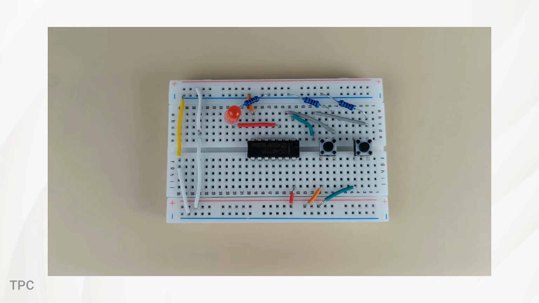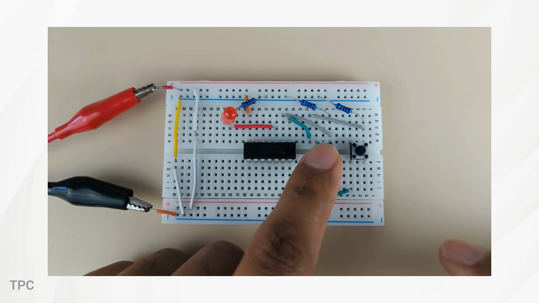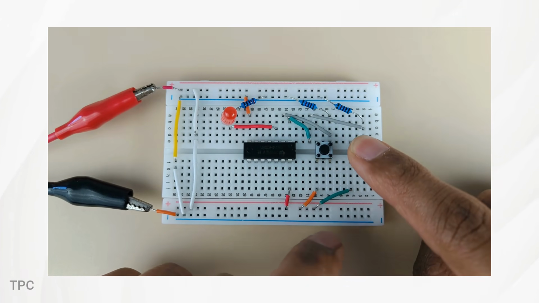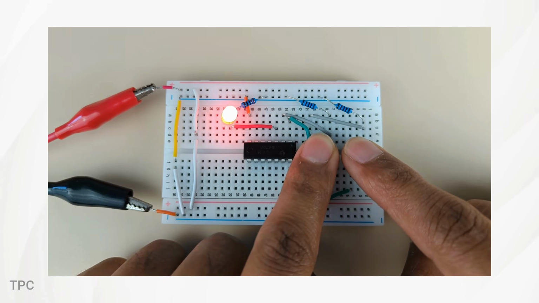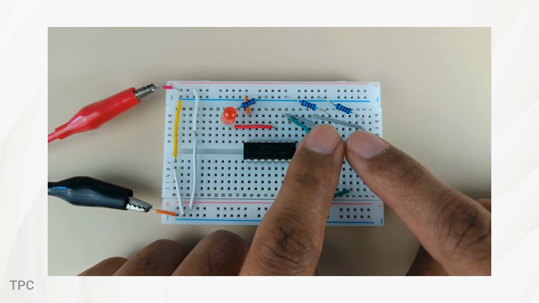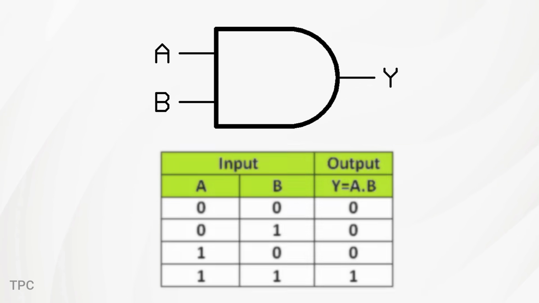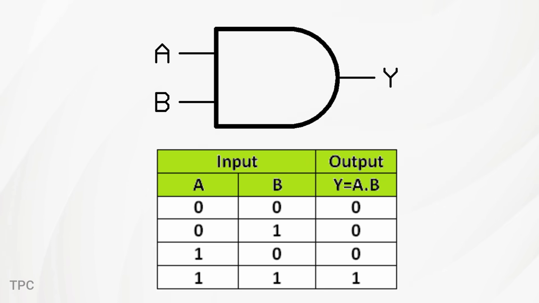Now let's understand this with a simple setup. Here, I have 2 switches acting as inputs and one LED as the output. If I use an AND gate, the LED will turn on only when both switches are on, so both conditions must be true at the same time. This is the symbol of an AND gate, and right below is its truth table, which shows all the possible combinations of inputs and their corresponding outputs.